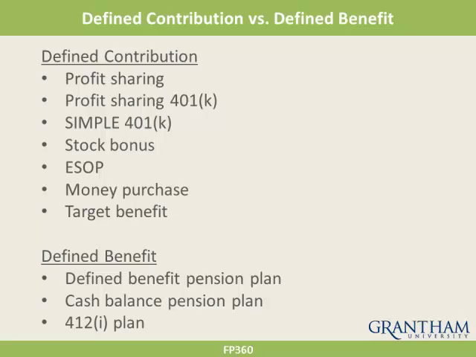Another type is the simple 401k. It is similar to a simple IRA, but it does allow for loans and does have to follow the compensation limit of $260,000 in the formula. A stock bonus plan is a type of profit sharing plan in which the employer generally contributes company stock into the plan instead of cash.